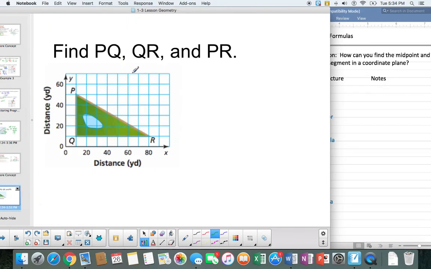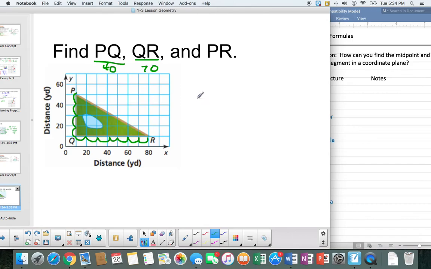All right, so let's try to figure out PQ. You can see that these are by 10s. So this is 10, 20, 30, 40. So distance PQ is 40. Distance QR, and these are going by 10 again, 10, 20, 30, 40, 50, 60, 70. So this distance is going to be 70, and we'd like to find PR.